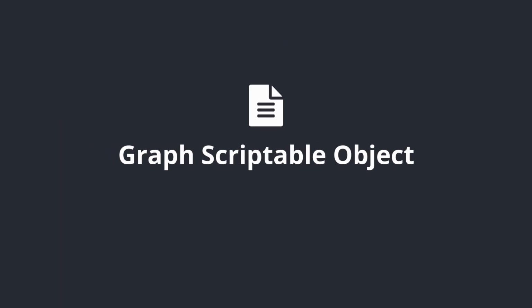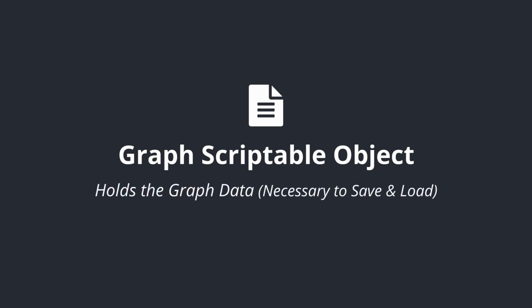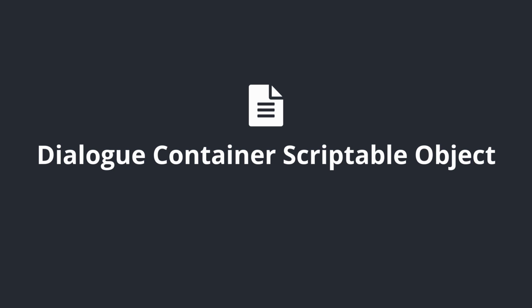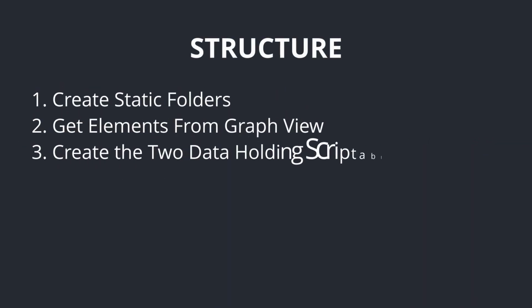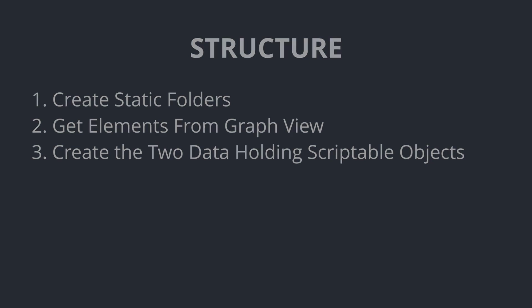To do that, we'll of course need to first create our graphScriptableObject, which will hold all the necessary data to both save and load the graph, as well as our Dialog containerScriptableObject, which will hold all the necessary data to create our custom inspector later on. We'll need to save both our groups and our nodes to these two scriptable objects. So with those assets created, we will then start by saving our groups first.